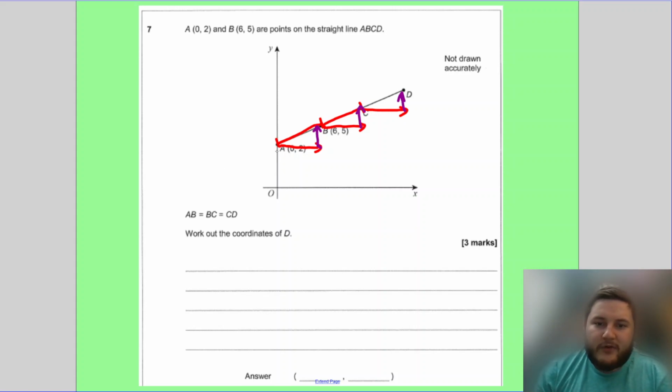So how far do we go across from A to B then? We go across 6. So therefore this must be 6 and that must be 6. And how far do we go up? We go from a y coordinate of 2 to a y coordinate of 5. So we go up 3, go up 3 there, go up 3 there. So really it's just adding these bits on to this coordinate B. So we start on an x coordinate of 6, we go across another 6 and across another 6 to get to D. So 6 plus 6 plus 6 is equal to 18.